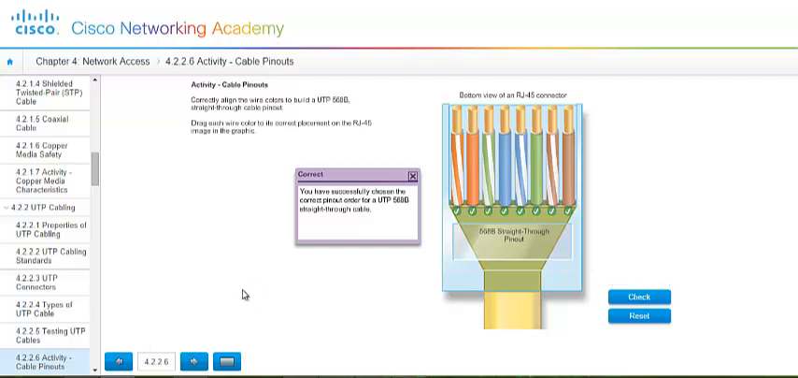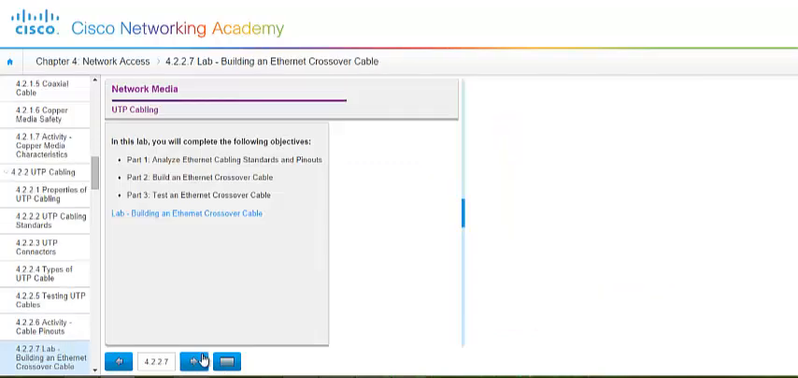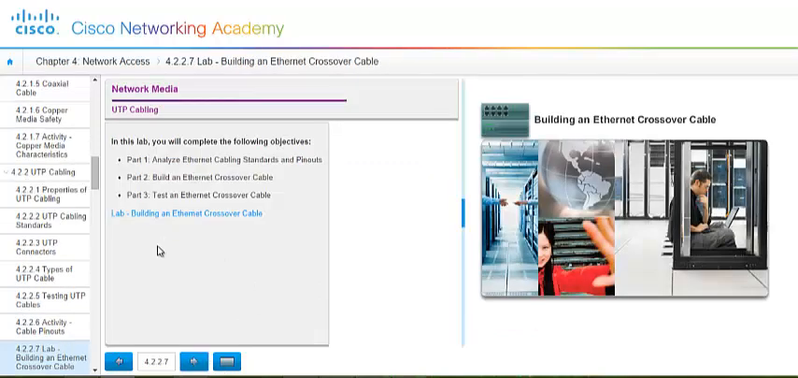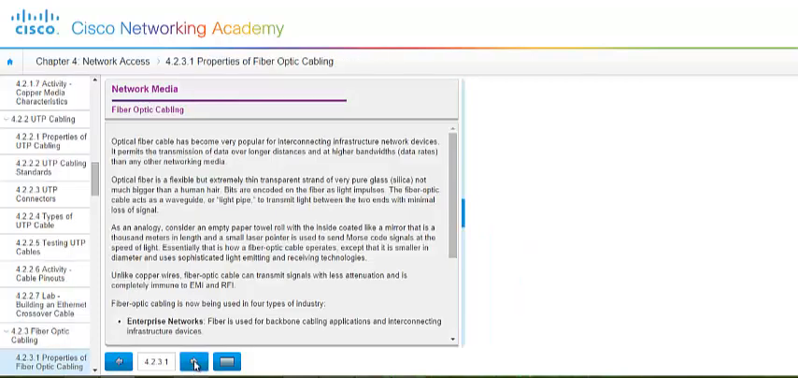Okay, so make sure you work on this to get your understanding of it. This is a lab that you can go through. You will not be able to actually do it live. I don't expect you to have to go out and buy the equipment in order to practice creating your own cables.